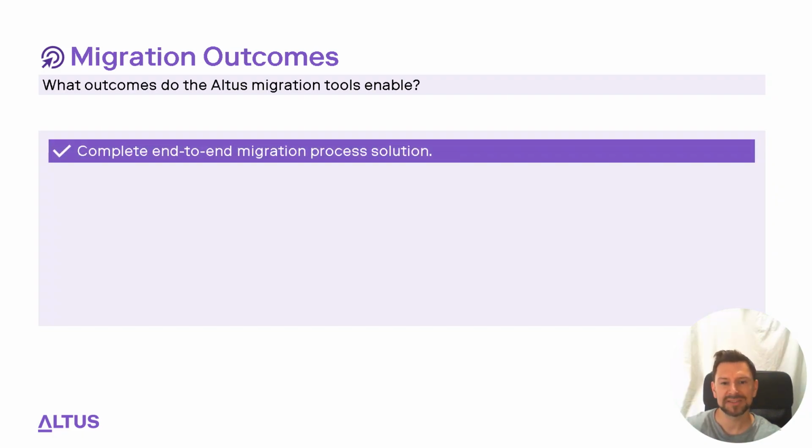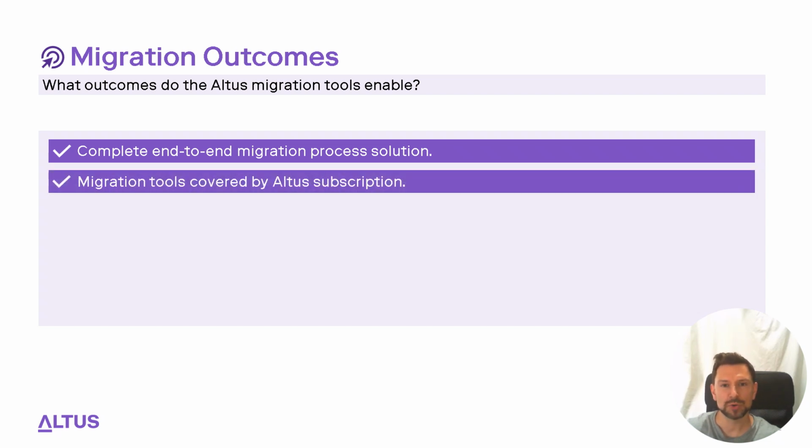So the key one is it's an end-to-end migration process, and it's going to scoop up all of the pertinent information from Project Online and then migrate that across to Altus so that once the process is complete, you're ready to go and you can migrate those projects and the resources and all the other associated information. The migration tooling is actually covered by the Altus subscription, so you're not going to have to buy or purchase any additional tools to make this process work.